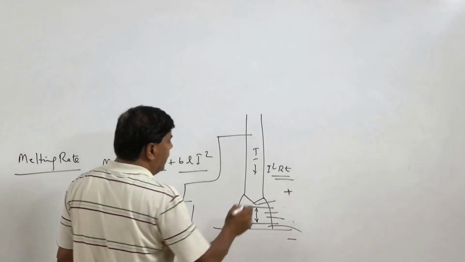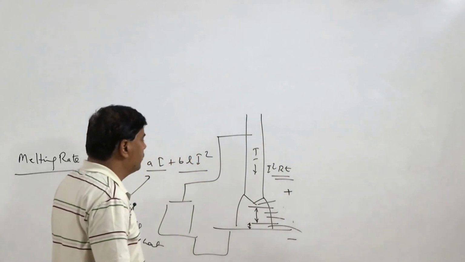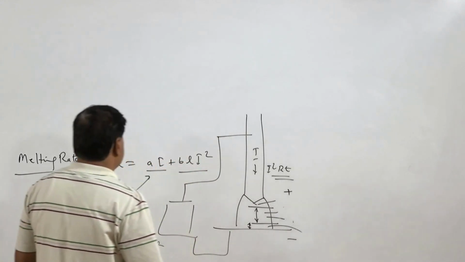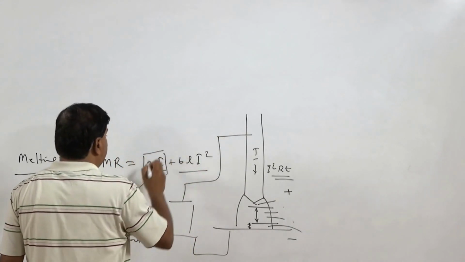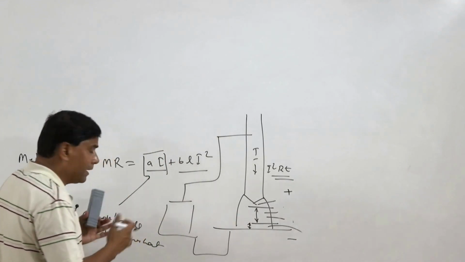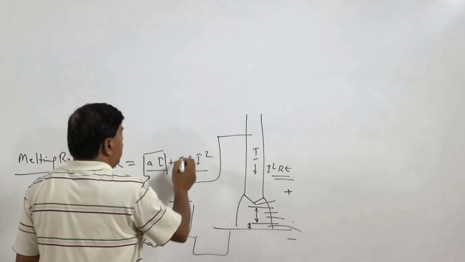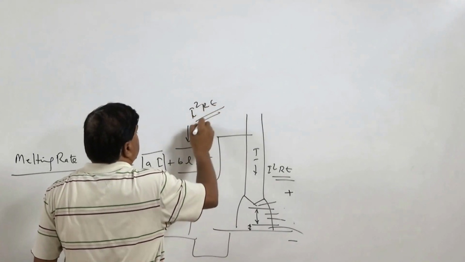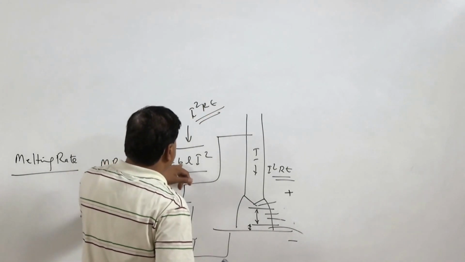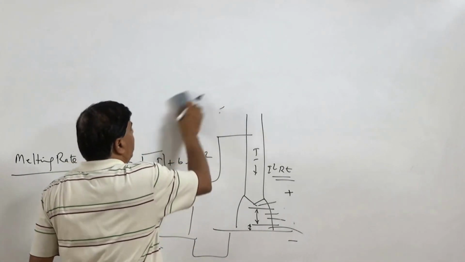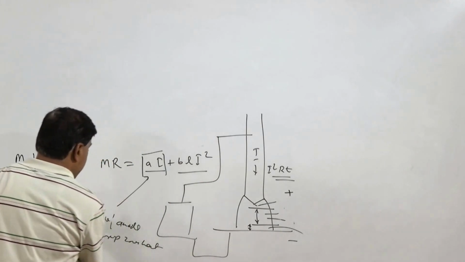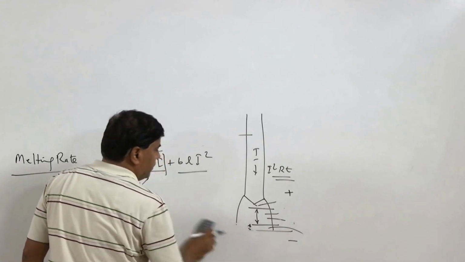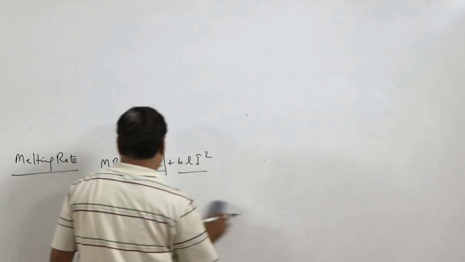The I squared RT heating is due to the flow of current through the electrode. These two factors are clubbed together. The first factor accounts for the melting rate due to the heat generated in the anode or cathode drop zone, and the second is due to electrical resistance heating, that is I squared RT, which in simplified form is written as BLI squared as an empirical equation. So what are A, B, L and I? That is what we will talk about here.